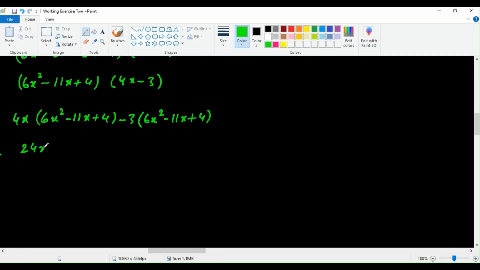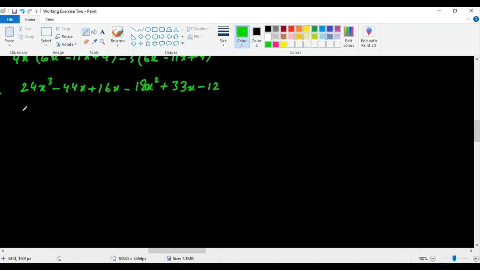24x cubed minus 44x squared plus 16x minus 3 times 6 is 18x squared, and minus minus is a plus 33x, and minus plus is a minus, gives you a 12. So what we do is keep the like terms together.